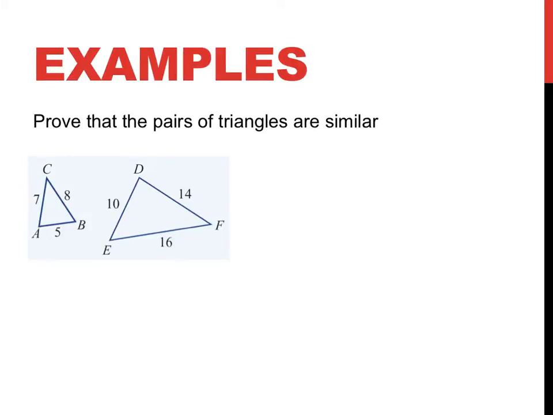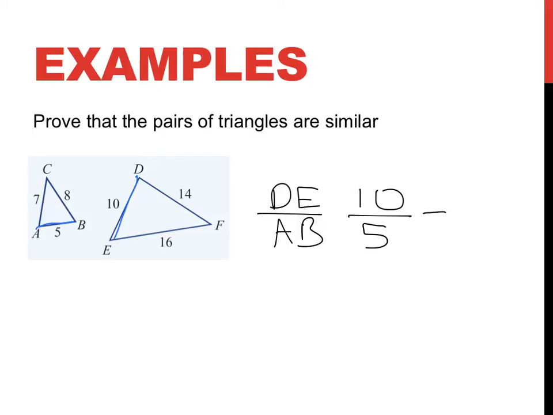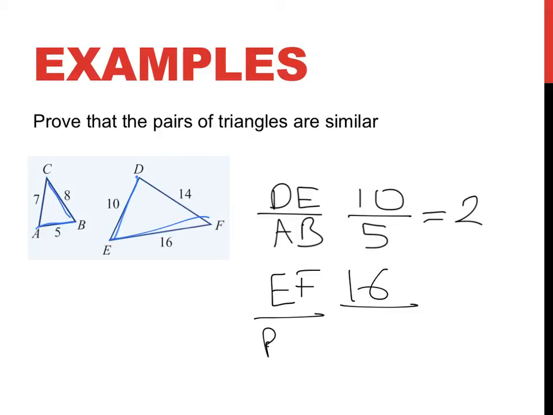Okay, let's have a look at these two. Now, side AB down the bottom here correlates with side DE on this side here. So side DE is 10. Side AB is 5. That's their comparison. DE is 10, AB is 5. And if I divide 10 by 5, I get an answer of 2. Side EF over here is 16, compared to proportionally side BC, which is 8. Okay, 16 divided by 8 is 2.